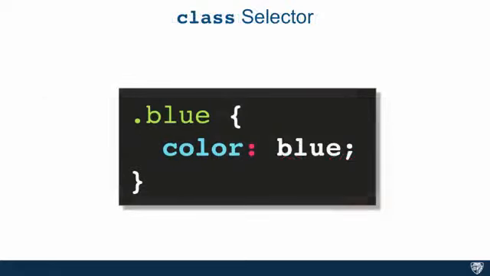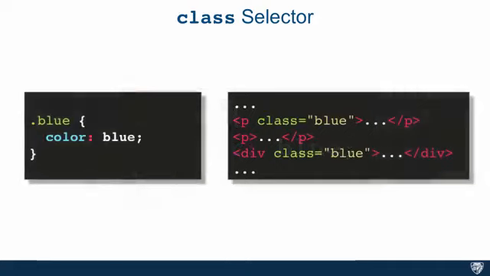Next is the class selector, and the class selector is specified with a dot and the name of the class. In this case, again, we're creating a blue class, a blue CSS class that will color whatever it targets with the color blue. The class selector does require a little bit of a change to your HTML document, in that each element that you want that class applied to has to have an attribute class equal to the class name.